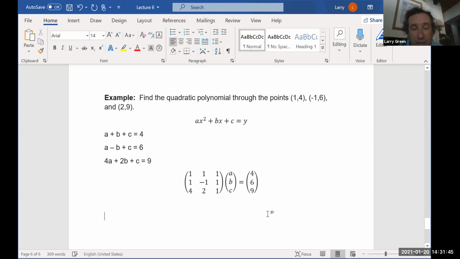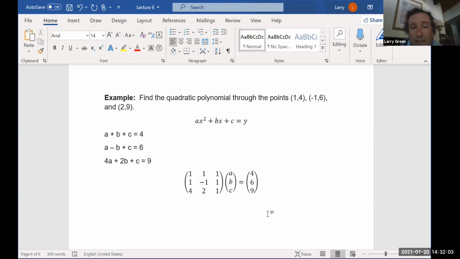Any questions? Okay, so notice I turned a question that didn't look anything like a matrix equation into one. Find a quadratic polynomial through 3 points. And all of a sudden, it's looking like linear algebra, isn't it?